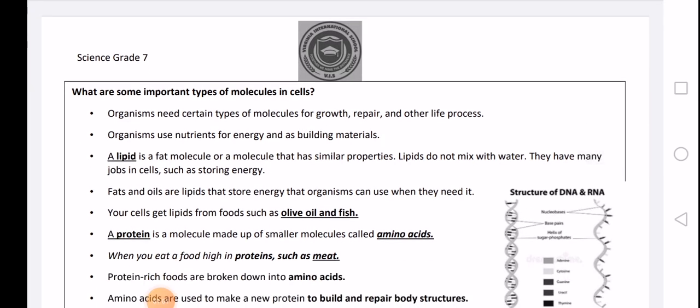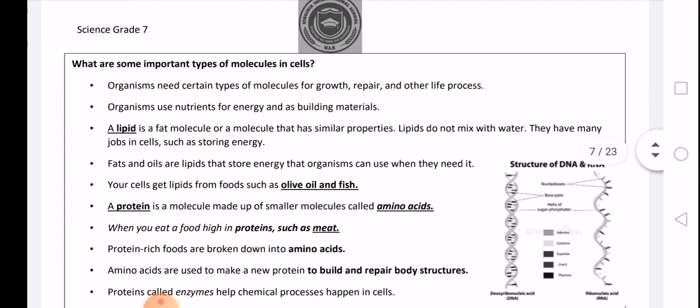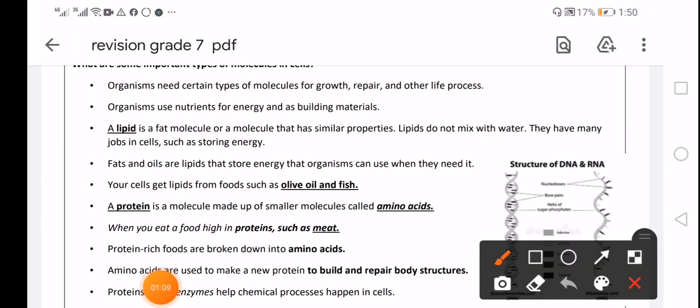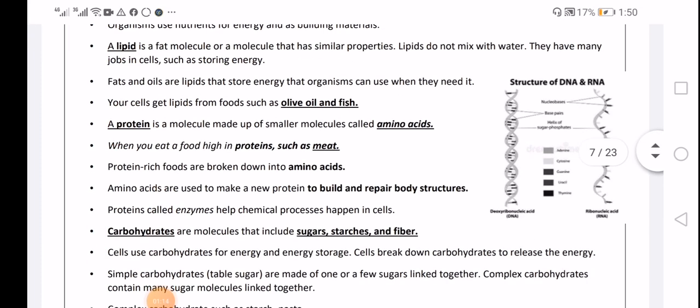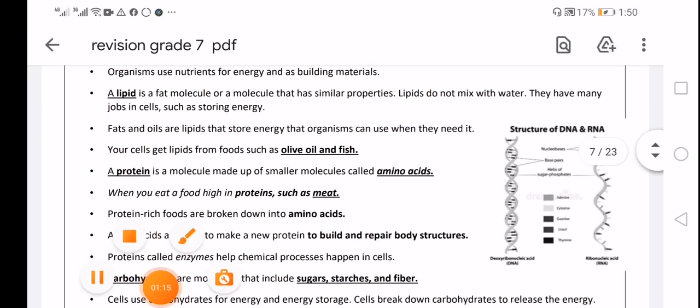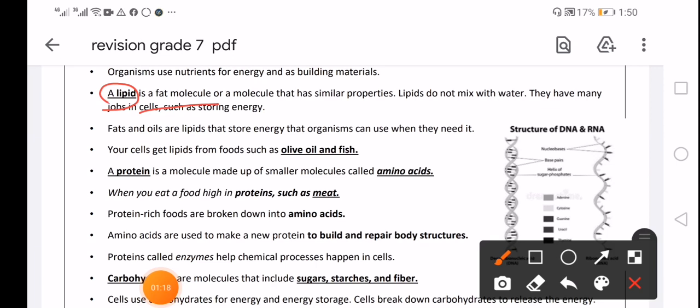What are some important types of molecules in the cell? We have three types that are very important in the cell: lipids, proteins, and carbohydrates. Lipids are fat molecules or molecules that have similar properties. Lipids do not mix with water. They have many jobs in the cell, such as storing energy. So a lipid is a fat molecule.